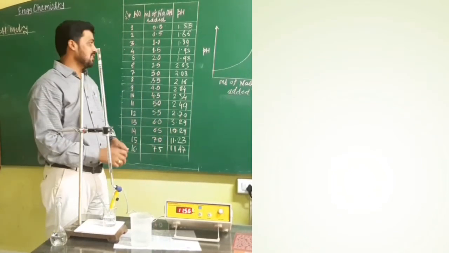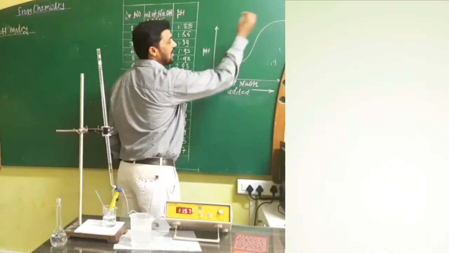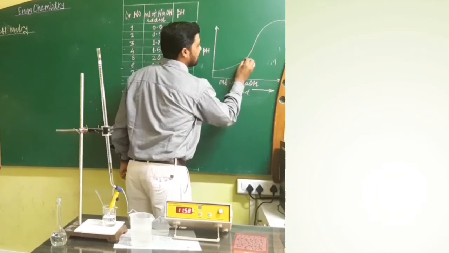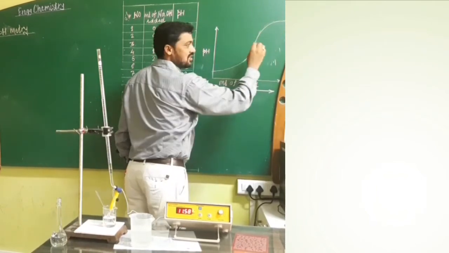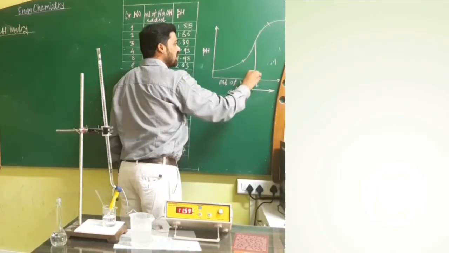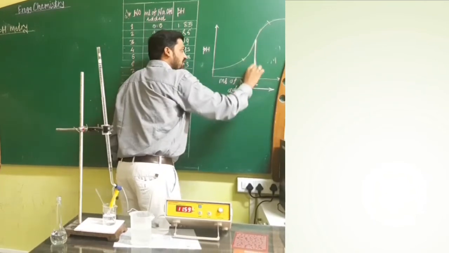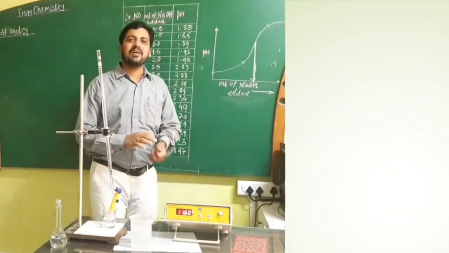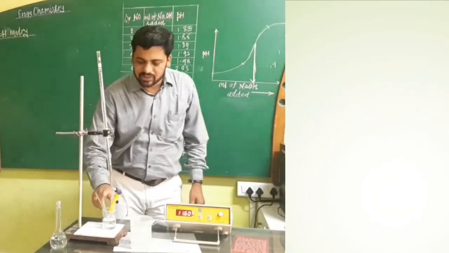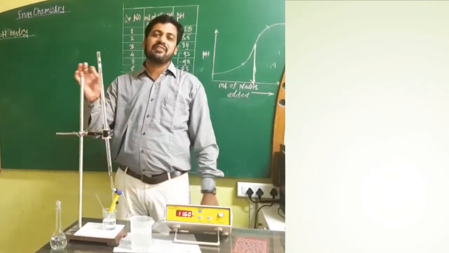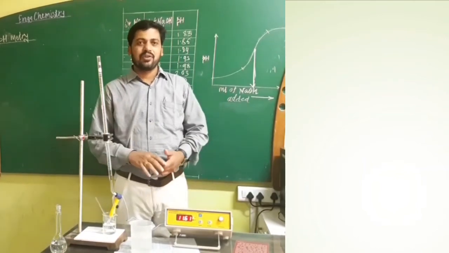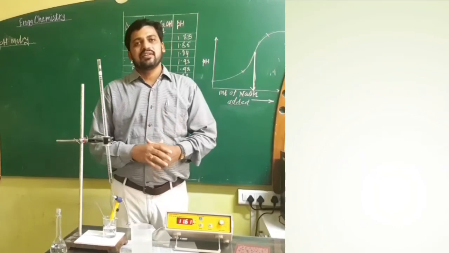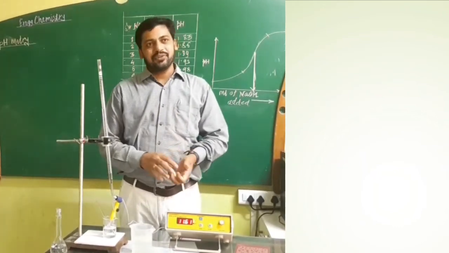Where is the sudden increase in pH value? You can notice such a graph: with ml of NaOH, a slow increase, then a sudden increase in pH value, and then it is constant. We have to take the mean of these two. That is the equivalence point, and this reading we use for finding the exact concentration of this HCl, and from that we can find the strength of HCl. This is all about the second half, finding the strength of HCl. Thank you very much.